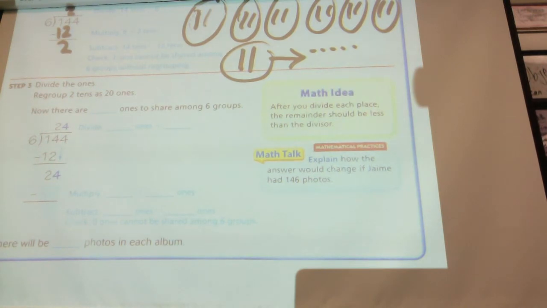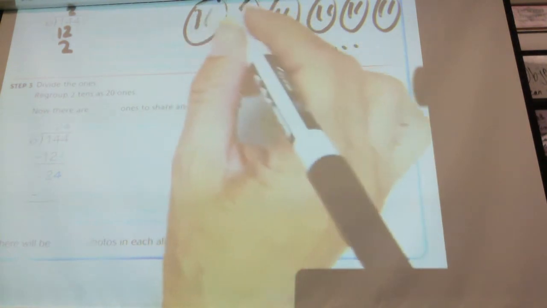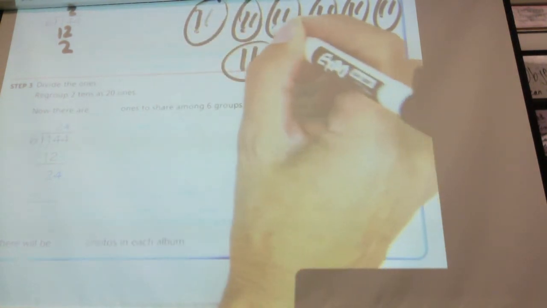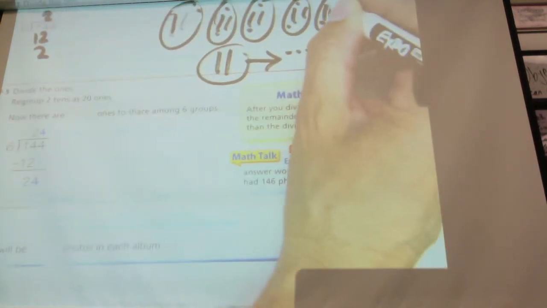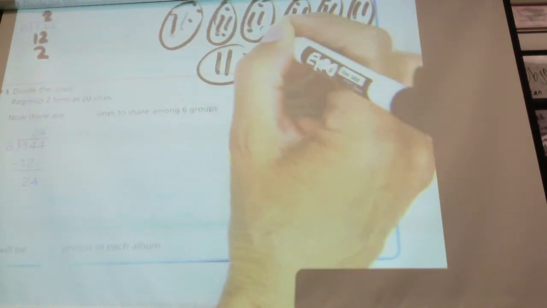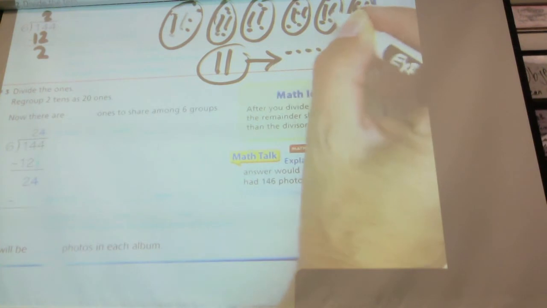What should I do if I don't know how to do that in my head? Who wants to tell me? What should I do, Danielle, if I don't know how to do that in my head? Draw it out. So I'm going to do it because I'm not seeing enough hands, so I'm not feeling like you guys got it yet. So 1, 2, 3, 4, 5, 6, 7, 8, 9, 10, 11, 12, 13, 14, 15, 16, 17, 18, 19, 20, 21, 22, 23, 24.